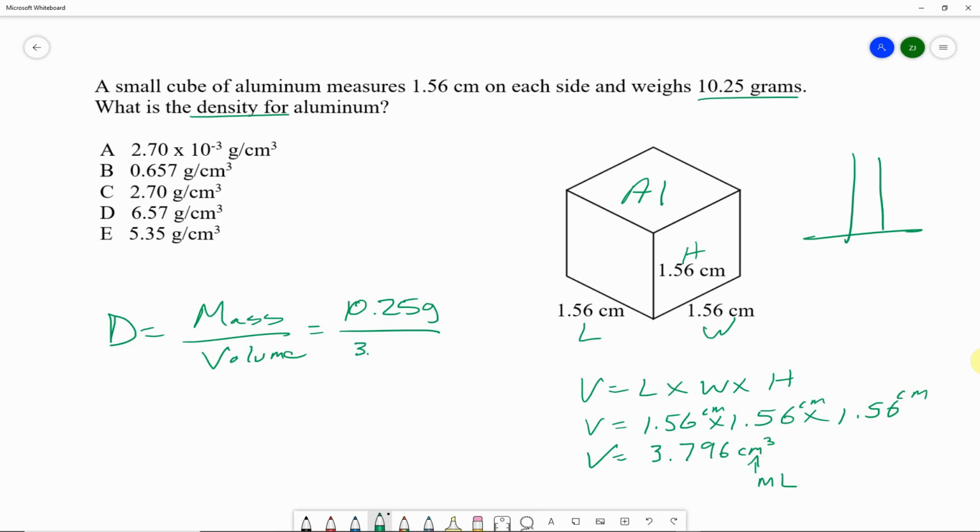We can do 10.25 grams divided by 3.796 centimeters cubed, and then we can calculate the density. And I get 2.70 grams per centimeter cubed, right? Because none of those units up there canceled, and that's what I get for the answer. So it looks like C is going to be the correct answer. Hey, by the way, do you think this aluminum block would sink in water or float? Yep, it would definitely sink because its density is greater than 1, so it would definitely sink.